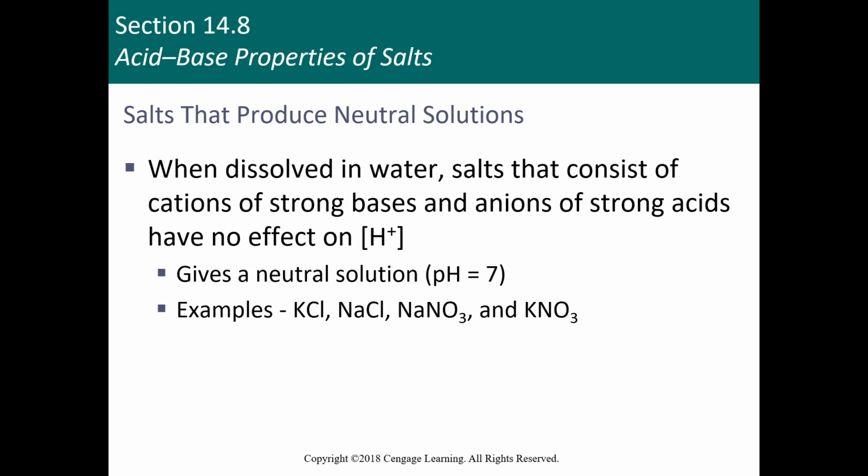So the salts that produce neutral solutions when dissolved in water are the salts that consist of cations of strong bases and the anions of strong acids. For example, KCl, NaCl, sodium nitrate, potassium nitrate, right here. These are the components of a strong base. That's the cation of a strong base. That right there is the anion of a strong acid, HCl, right? And so these have negligible acidic and basic properties. And that means they don't have any effect on the H+, okay? So these will give you neutral solutions.